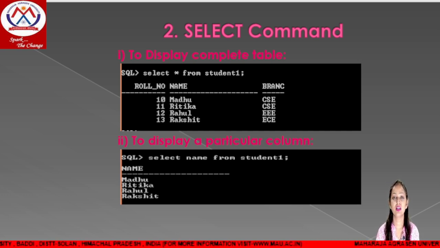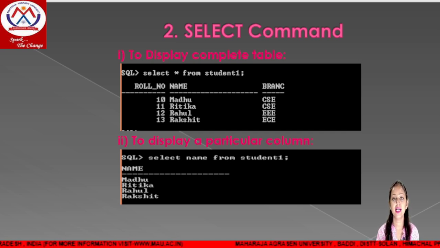So what will happen? This particular command will display the names of the students because the attribute mentioned here is name. So with the help of this command, as you can see here, only the names Madhu, Ritika, Rahul and Rakshit are getting displayed. Now let us assume another example. Suppose I want to display the roll number and branch of the students. Then in that case, what do we need to do? We need to write select roll number, comma, then branch from student 1. See, now it will display 2 columns because after select we have mentioned 2 different attributes.